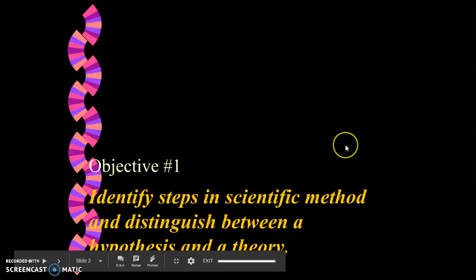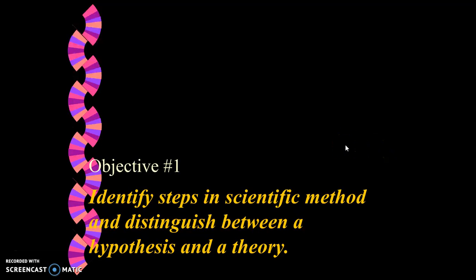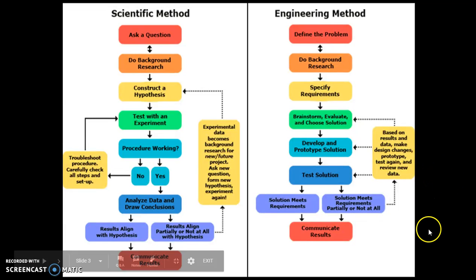Okay, so objective number 1: identify steps in the scientific method and distinguish between a hypothesis and a theory. This should be a review for you, but we're going to cover this material. So this is what will be included in objective number 1. The scientific method versus the engineering method is a little bit different.